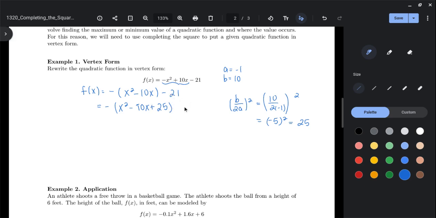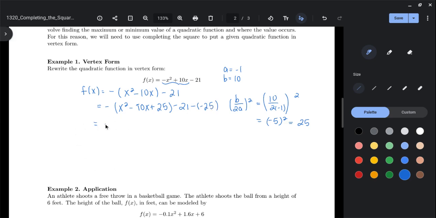But outside of our parentheses, remember, we can't just add something, we have to also subtract. And so on the outside with our negative 21, we're going to first multiply this positive 25 times negative 1, and then we're going to subtract that. So we're going to subtract a negative 25.